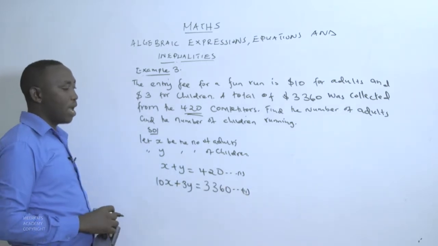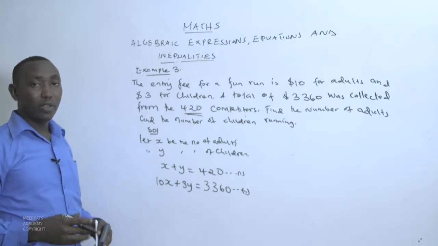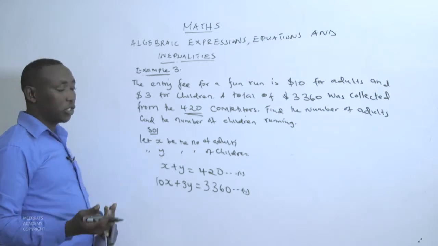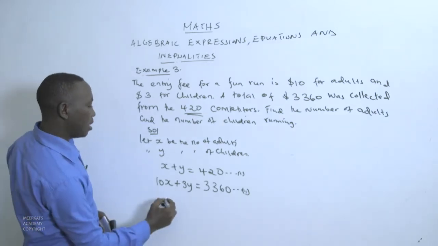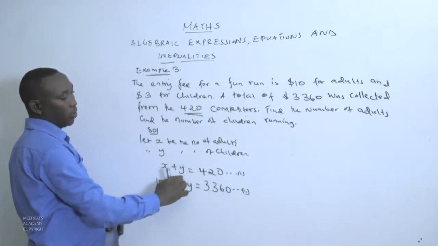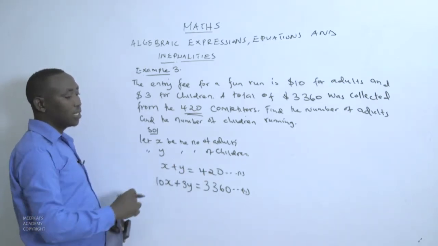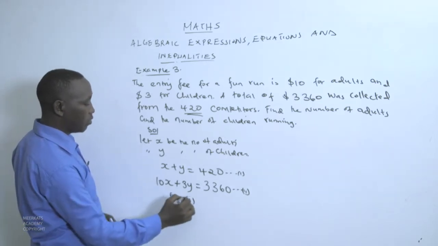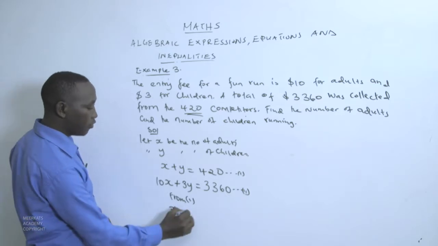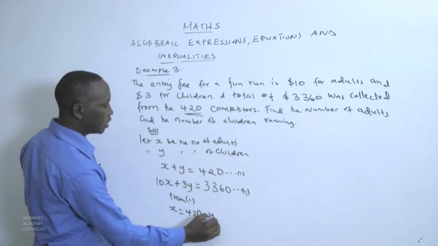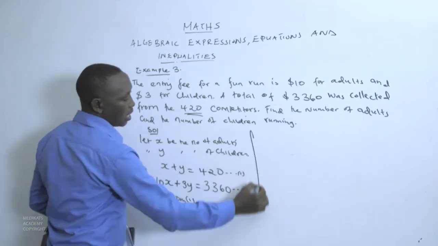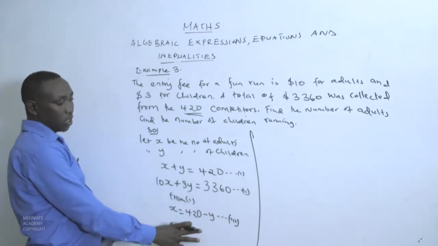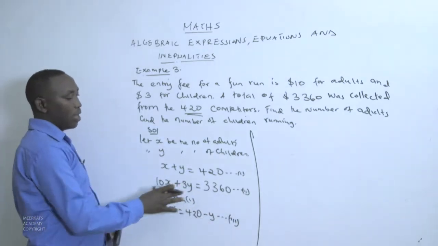We can now proceed and solve this by either substitution or elimination. Let us use the substitution method in this case. We want to use equation 1 to write x in terms of y. So from equation 1, x will be equal to 420 subtract y. This is equation 3 now. We need to substitute this equation 3 in equation 2.